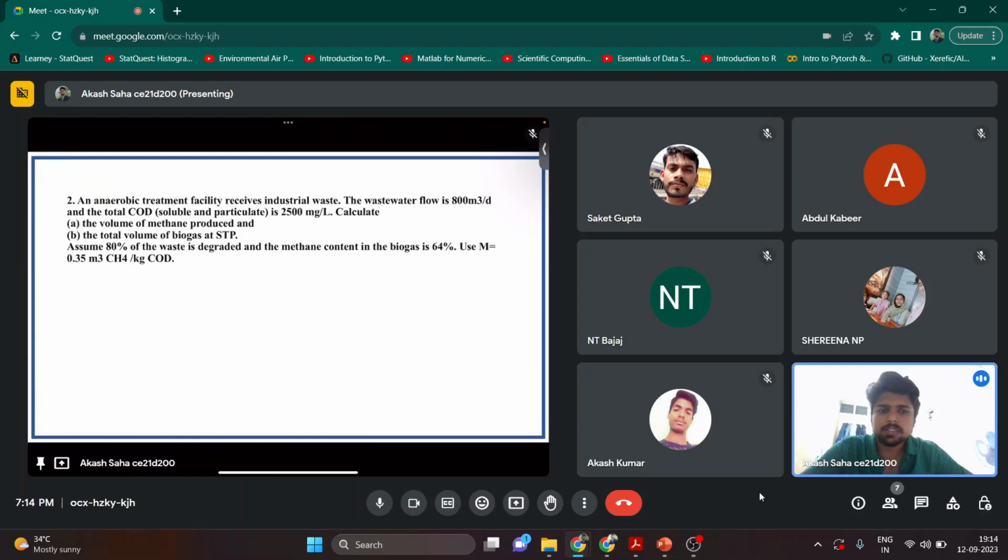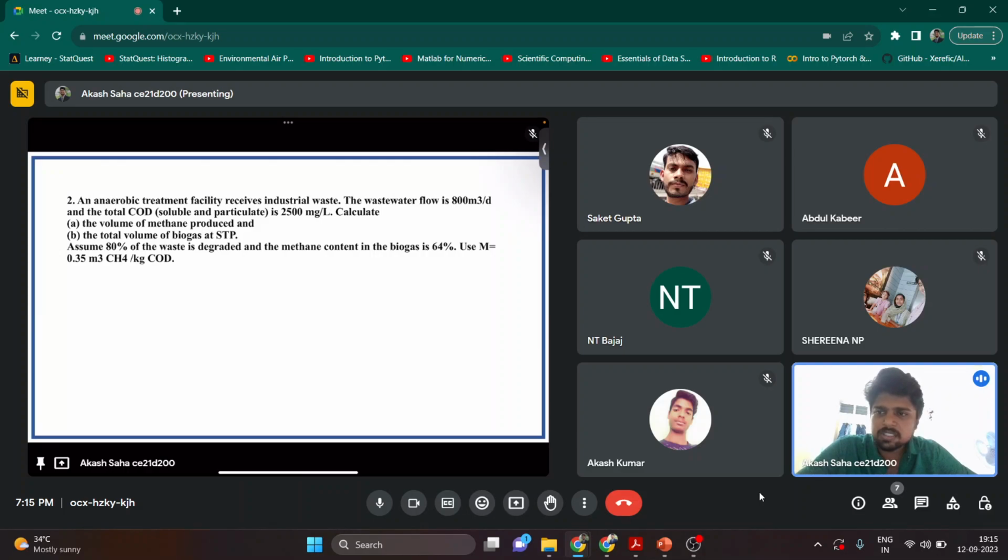Okay, so the next question says, an anaerobic treatment facility receives industrial waste. The wastewater flow is 800 meter cube per day, and the total COD, both soluble and particulate, is around 2500 milligram per liter. So you have to calculate the volume of the methane produced and also the total volume of biogas. So both we have to find out.